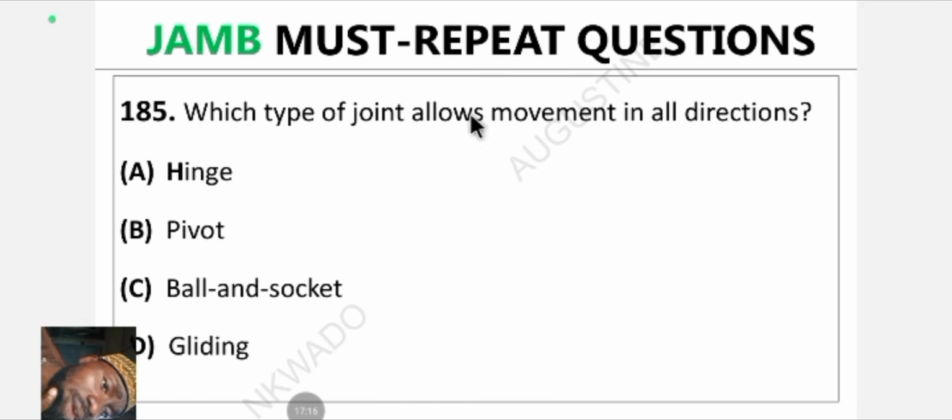Question 185. Which of the following allows movement in all directions? A. Hinge. B. Pivot. C. Ball and socket. D. Gliding. You know the answer, right? Drop the answer in the comment section.